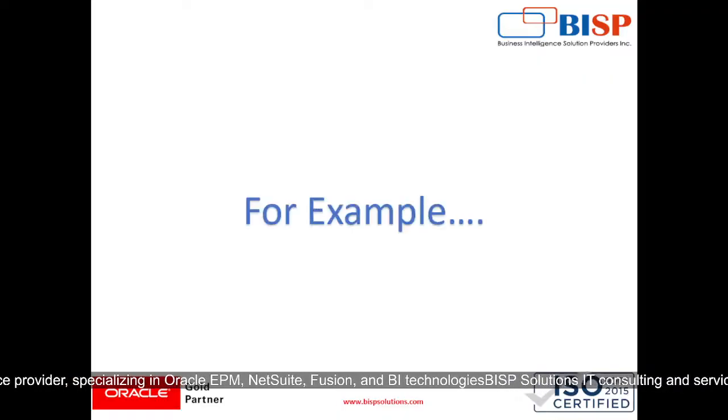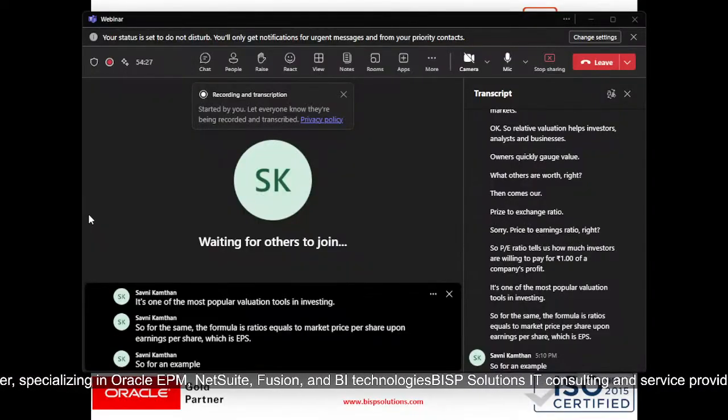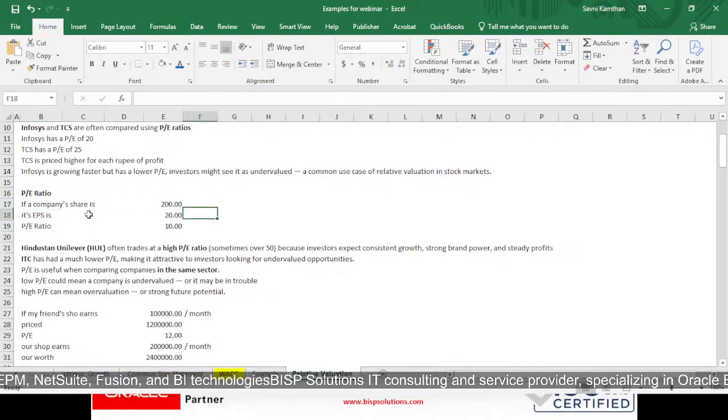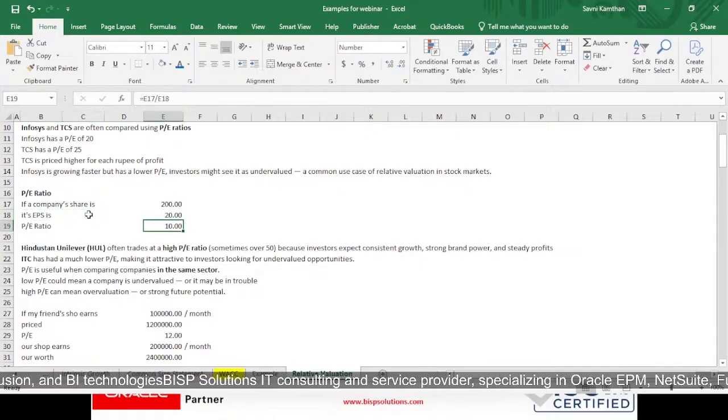So for an example, let's take an example of if a company's share is 200 rupees and its EPS is 20 rupees, so our PE ratio will be 10, right? So this means that investors are ready to pay 10 rupees for every 1 rupee of profit, right?